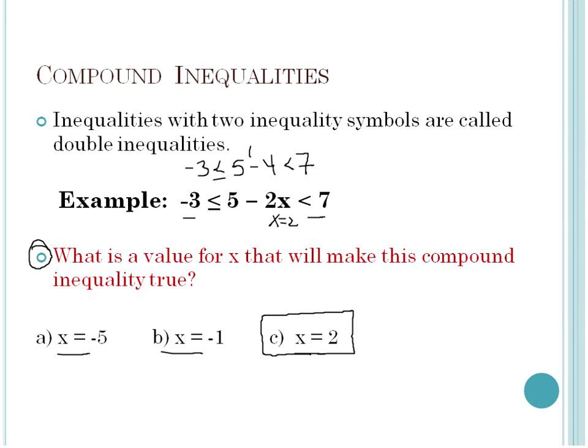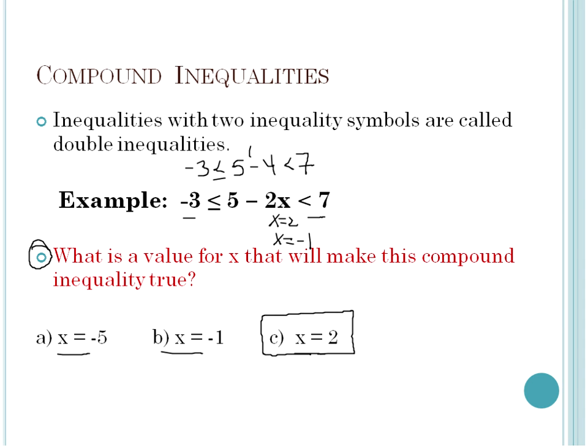If I pick -1 and did some math, I'd have 5 minus 2 times -1, or 5 minus -2, which would give me 5 plus 2, or 7. And then we would see that that wouldn't be true because 7 is not less than 7. I'd have to change that inequality sign.